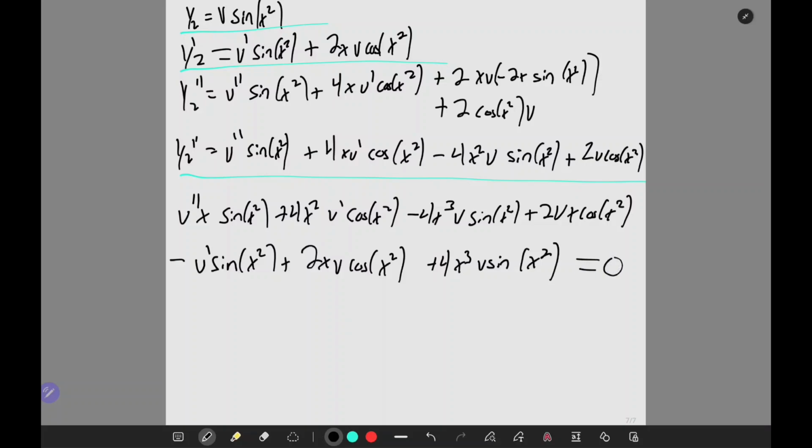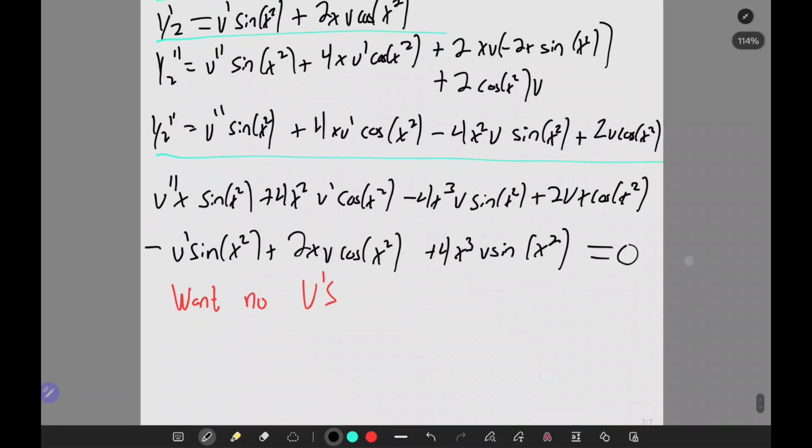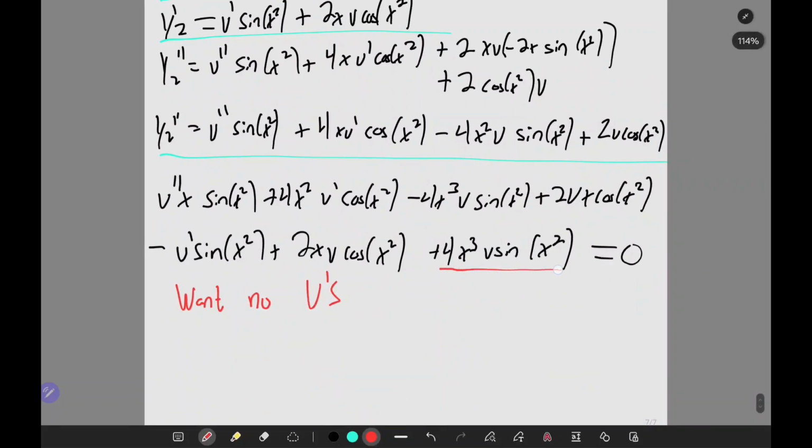Equals 0. Right? So this is one equation. So now let's see what we can combine here. Remember, first things first, we want no v's left. So let's look at the v terms first, for terms that just have v in it. We have this one, this one, this one, this one. And I think that's it.